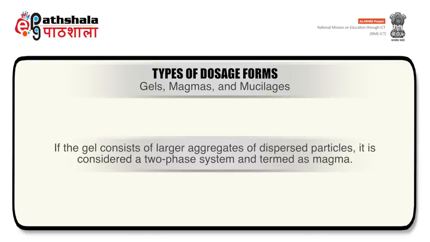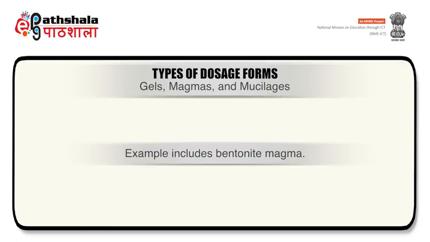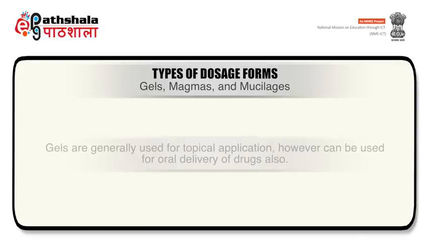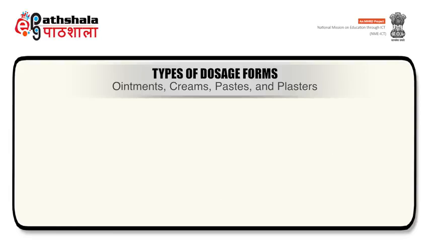If the gel consists of larger aggregates of dispersed particles, it is considered a two-phase system and termed as magma. Example includes bentonite magma. Gels are generally used for topical application, however can be used for oral delivery of drugs also. We study on ointments, creams, paste and plasters.